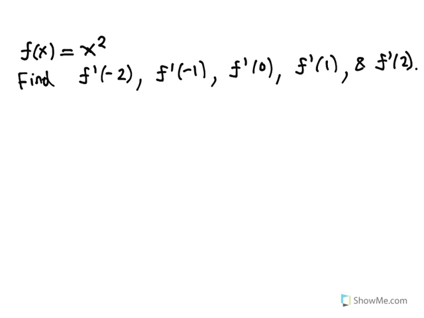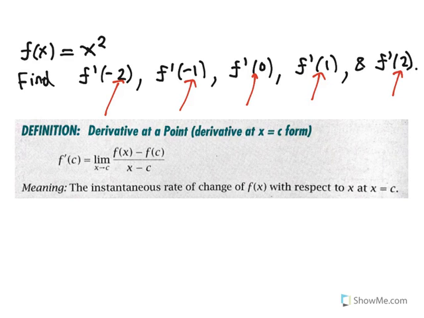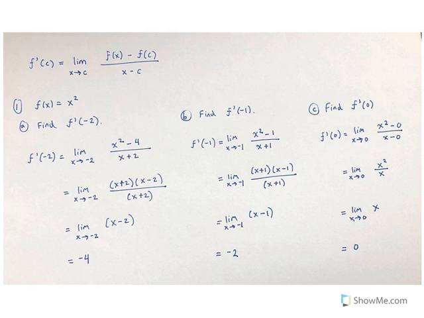So for the function f of x is equal to x squared, we'd like to find each of these derivatives of f at these values of x, and we will do that by using the definition of the derivative of a function at a point. So here is the definition of the derivative of a function at a point. Our function is f of x is equal to x squared, and we'd like to find f prime evaluated at -2, -1, 0, 1, and 2.